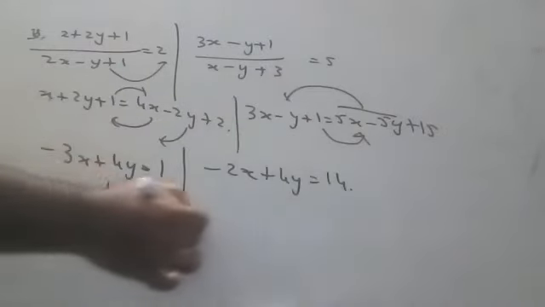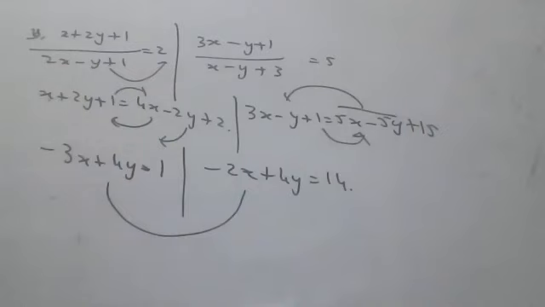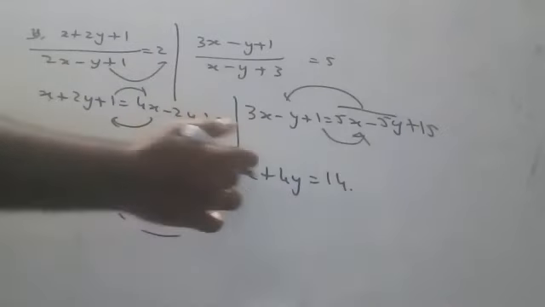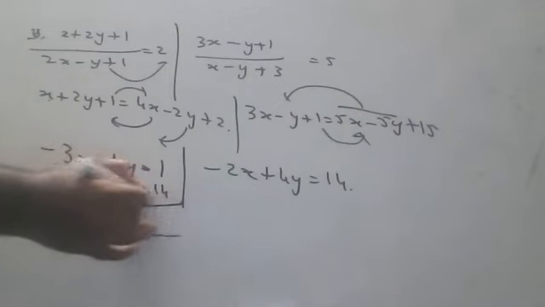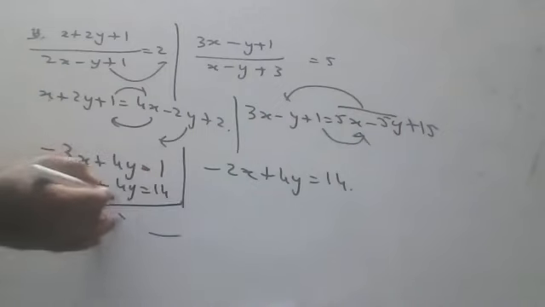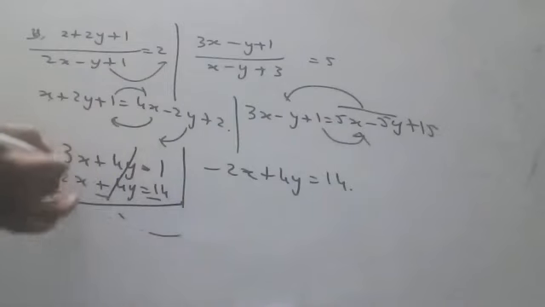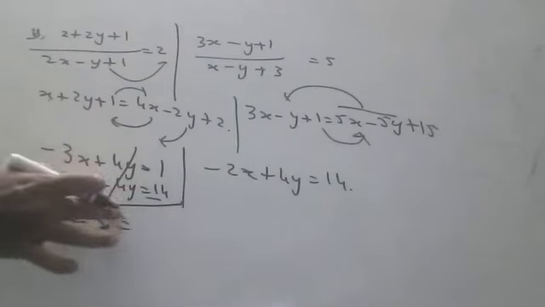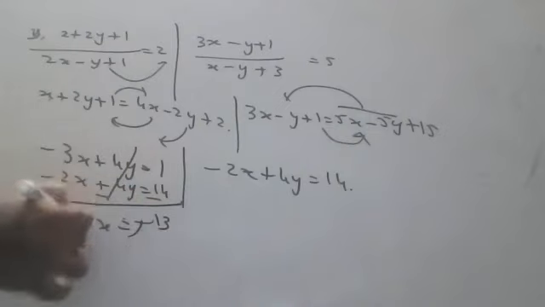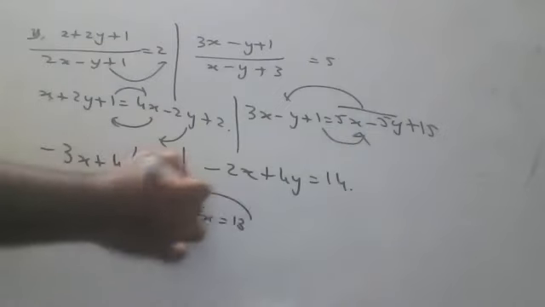Okay, children, now let us solve these both equations. You know, directly I'll solve. I'll put this here, children. Minus 2x plus 4y is equal to 14. Okay, change the signs. Plus, minus, minus, cancel. Minus 3x plus 2x is minus x is equal to, what do you get, children, here? Minus 13. Minus minus gone, x is equal to 13.